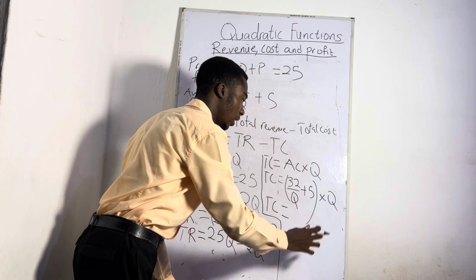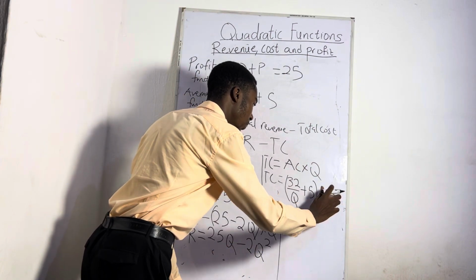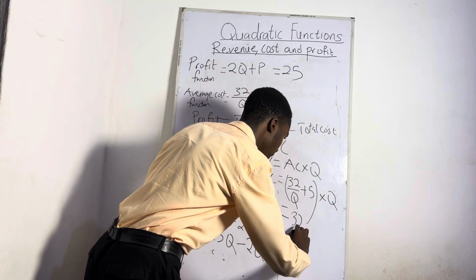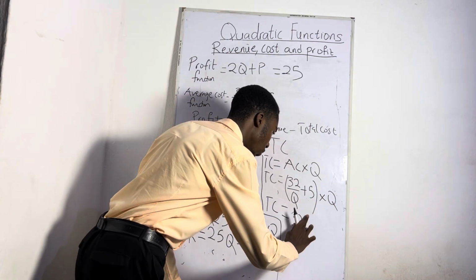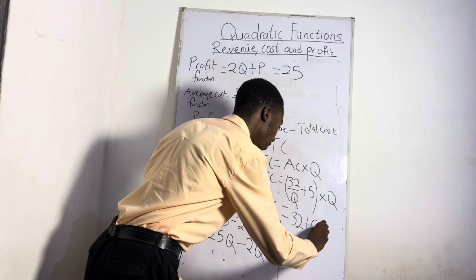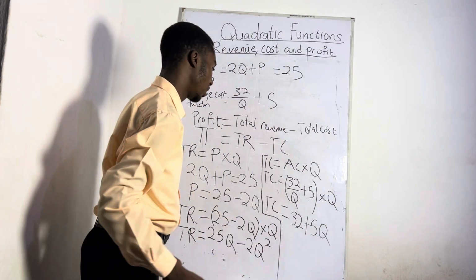It will cancel each other. Q is multiplying all what is in the bracket. So 32 over Q times Q, this Q will cancel this Q, so it's going to be equal to 32. Then 5 times Q is going to be 5Q. So our total cost function is going to be 32 plus 5Q. You get it? So that's our total cost function.